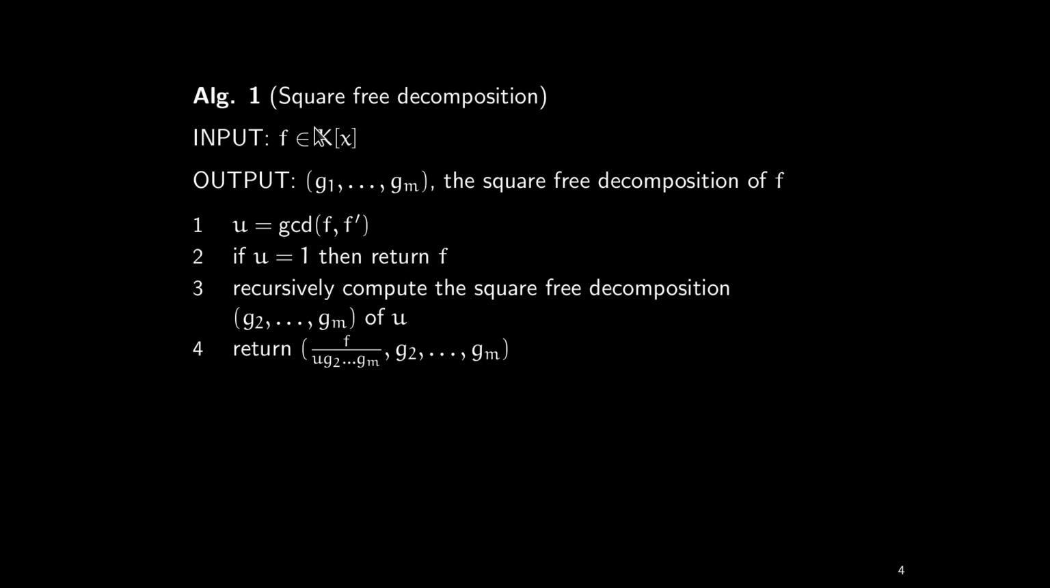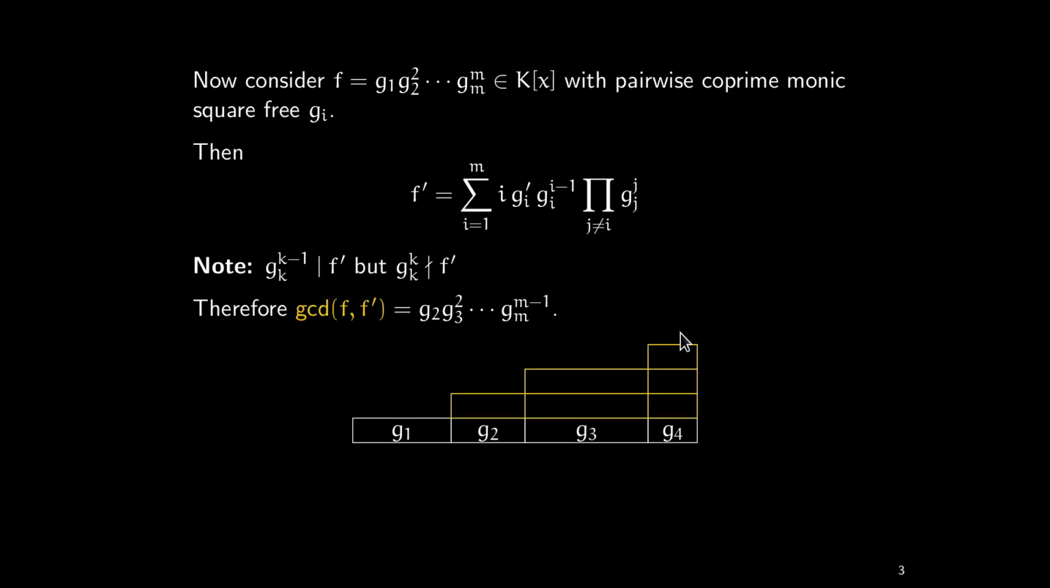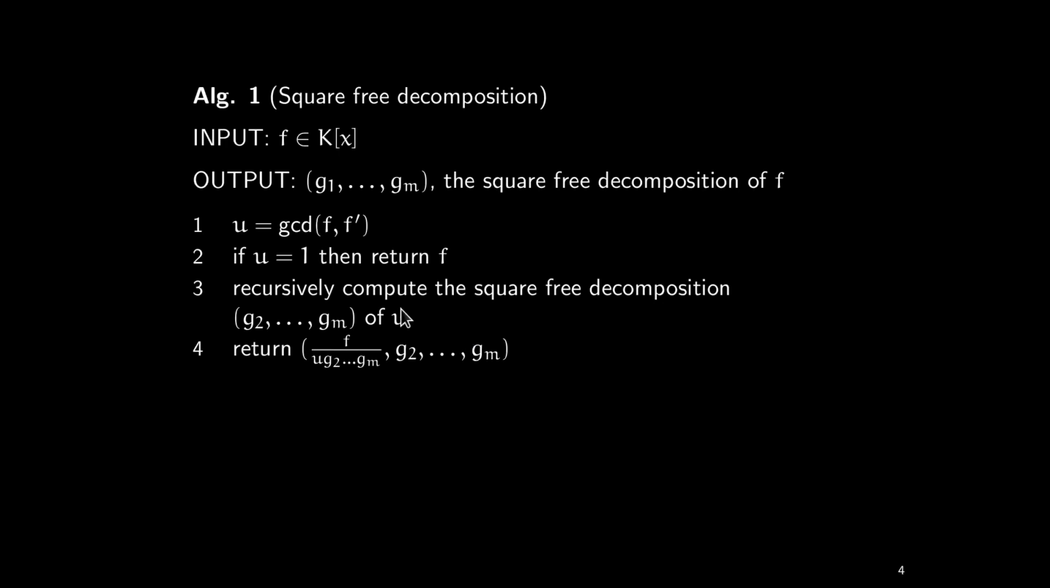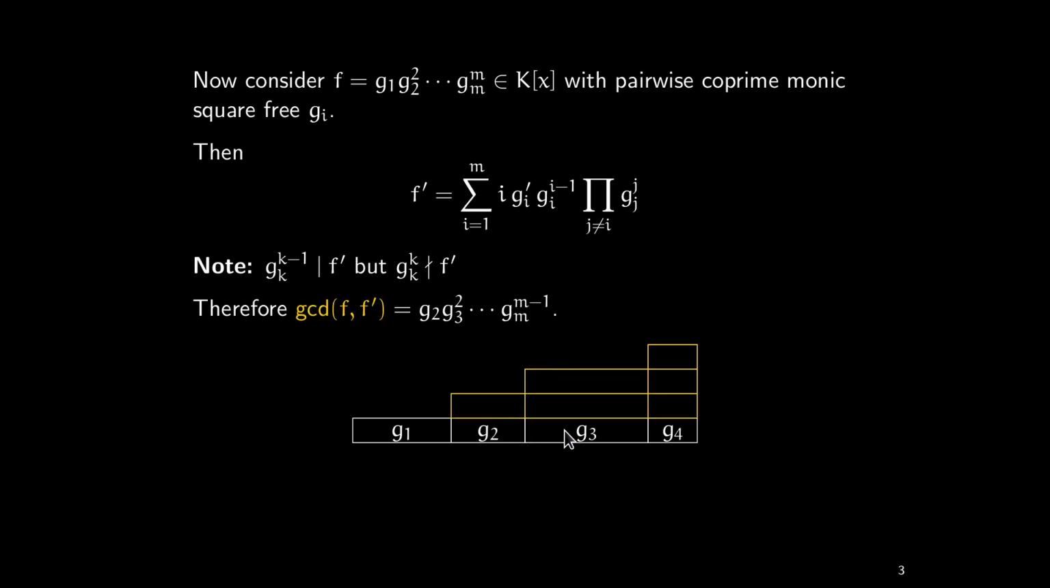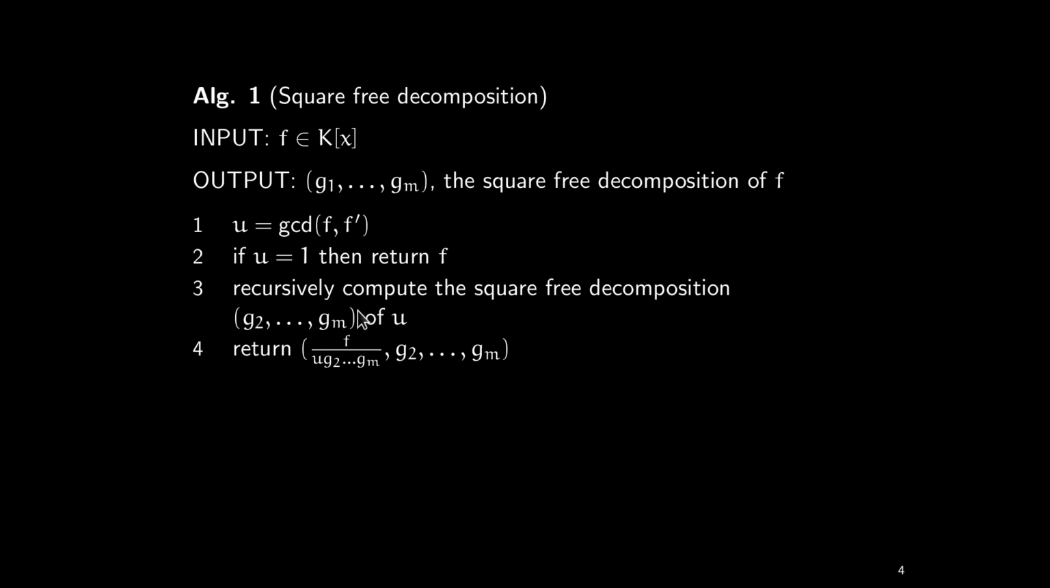Okay? Well, let's maybe assume that the f is monic here. Don't worry about this. And if it's not 1, then it looks like here, and we recursively compute the square-free decomposition of this u. And the square-free decomposition will consist of all these polynomials, and they will be separated by assumption of the recursion. So the square-free decomposition of this yellow polynomial consists of g2, g3, g4, and possibly more if it continues. So this is what I get back from the recursion.